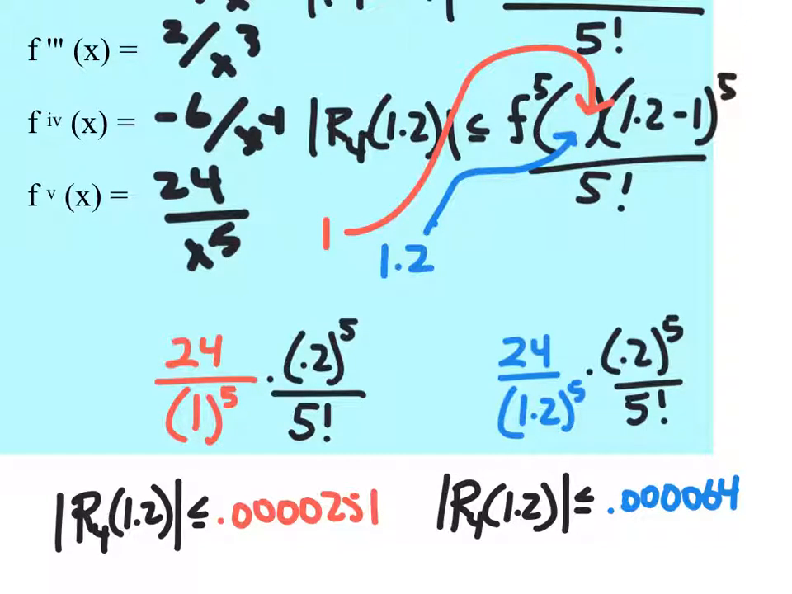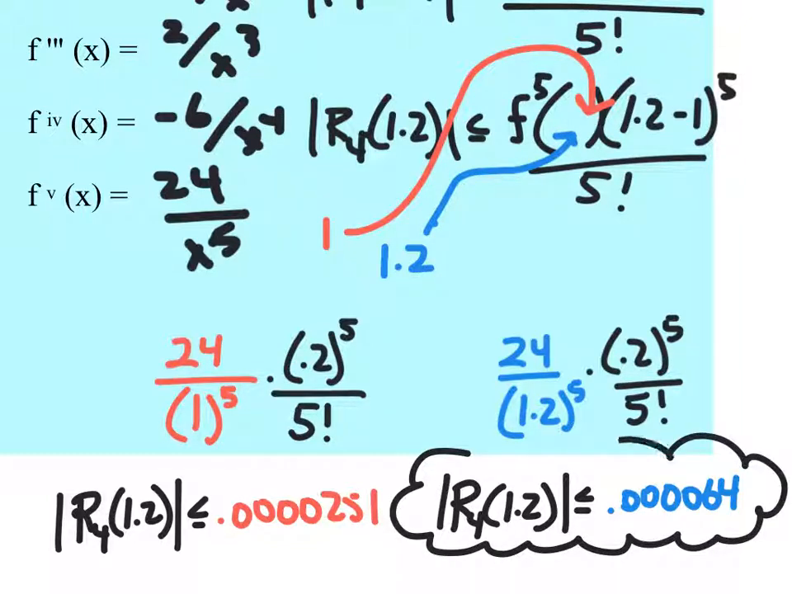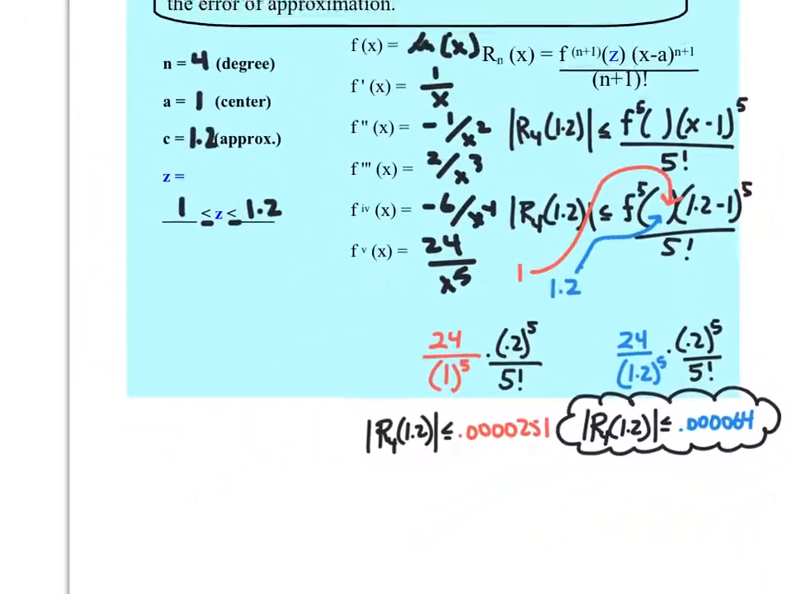Okay, so let me walk you through what I've got here. I plugged 1 into the fifth derivative, which was 24 over x to the fifth. So 24 over 1 to the fifth times 0.2, which is just 1.2 minus 1 to the fifth. And I came out with this value here, where the error would be less than or equal to that. Then I did the same thing with 1.2 and came out with this. Now I'm going to take the larger of the two errors.